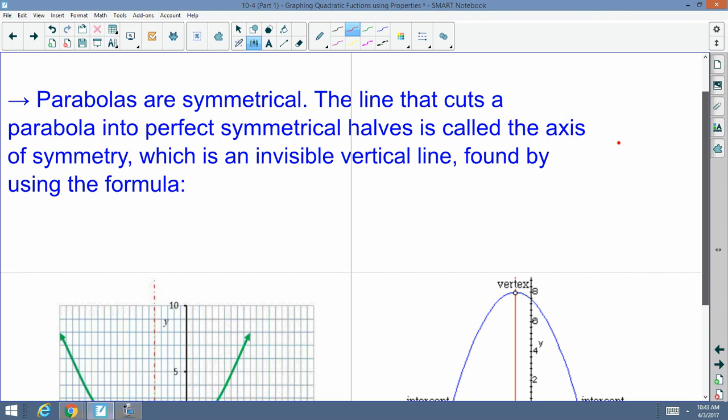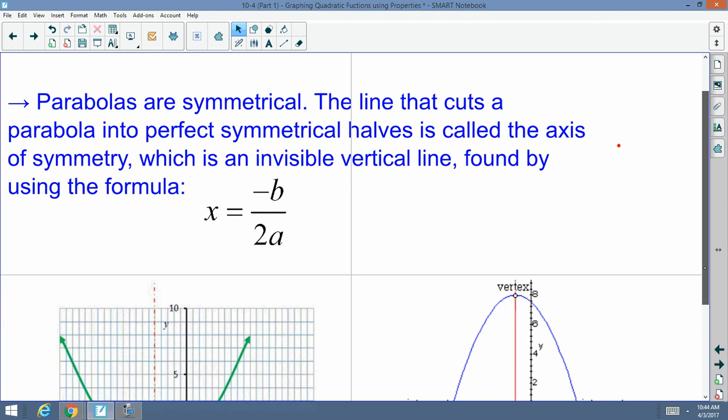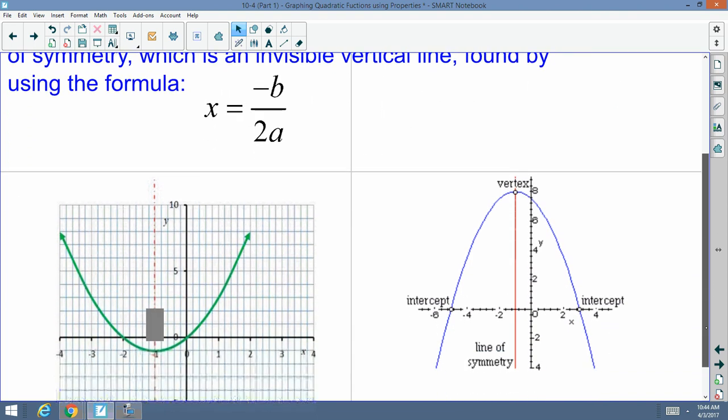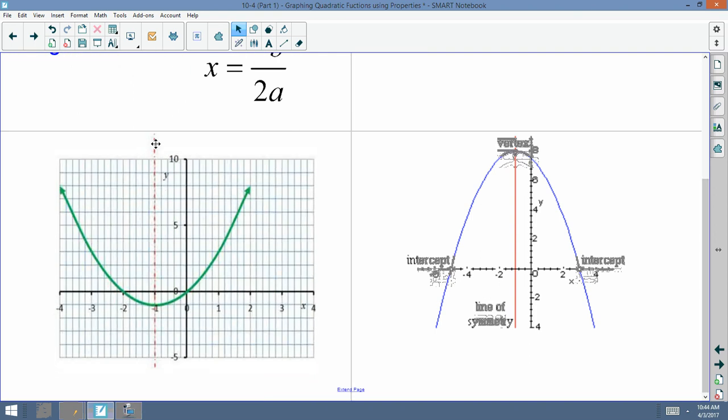It is a line, and it is found with the formula x equals negative b over 2a. The b is the coefficient of x, and a is the coefficient of x squared. Whenever I want to find the axis of symmetry, I'm going to use the formula x equals negative b over 2a.